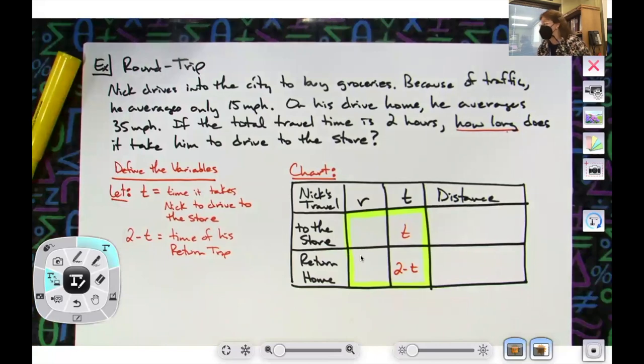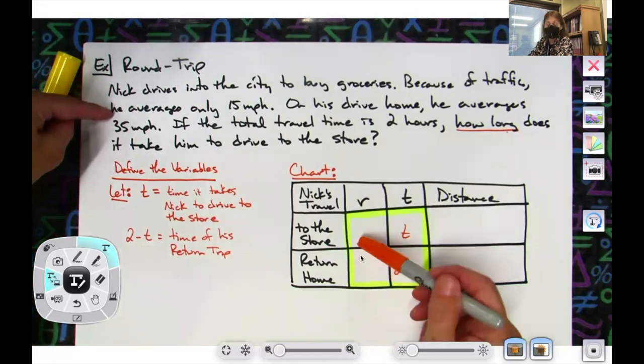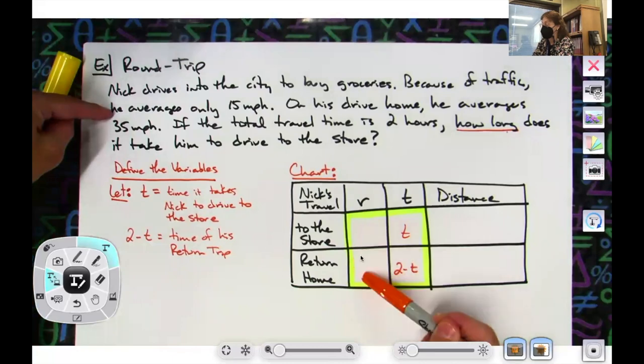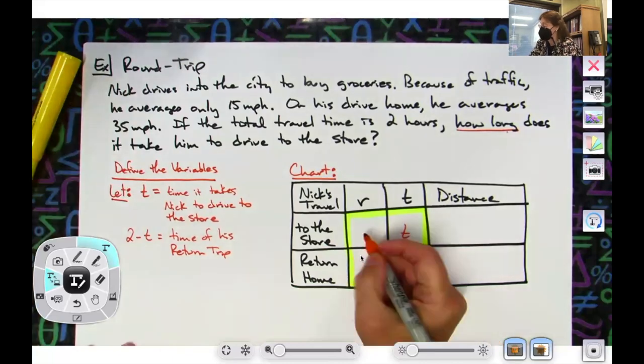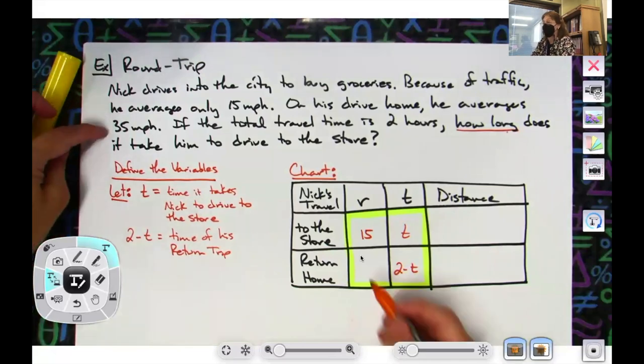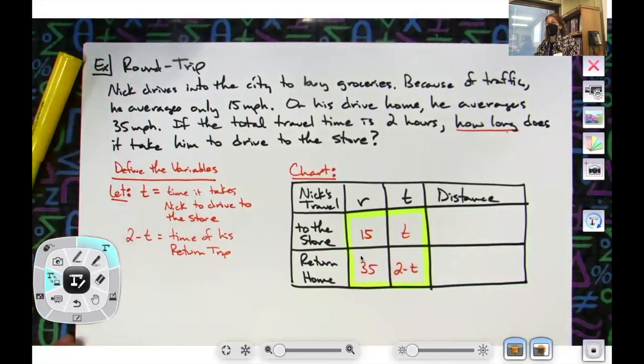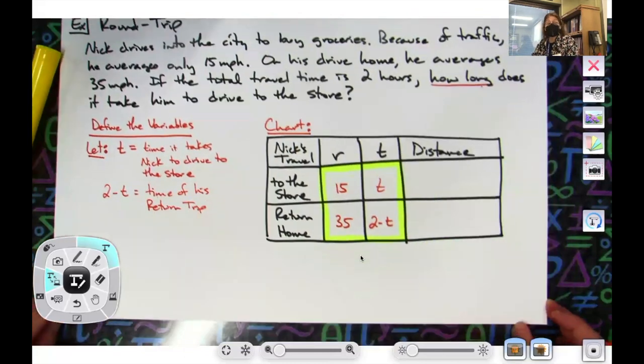Okay, then we've got to go up into the story problem and come up with the rate. He drives into the city, and because of traffic he only goes 15 miles an hour. So does 15 miles an hour go on the top or the bottom? Top. On his drive home, he averages 35 miles an hour. We've only got one spot, it is his return trip. So 35 goes down here. Once those four boxes are filled in, you should be pretty good.